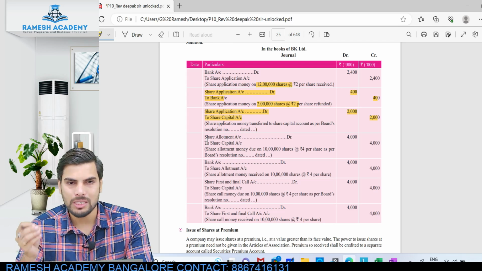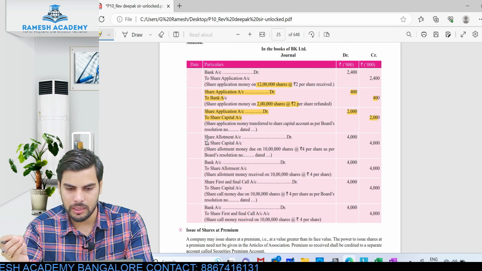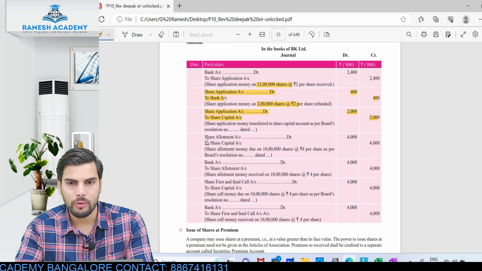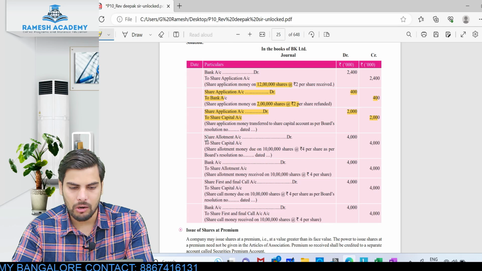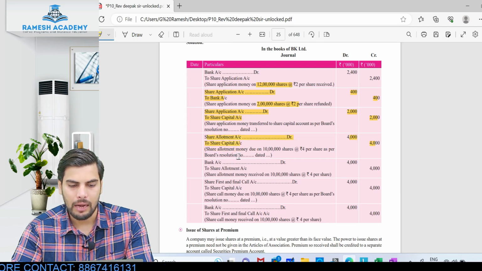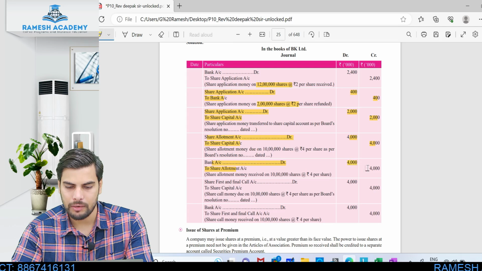And when it comes to the allotment stage, that is the second stage and onwards, all we need to do is pass the due entry first and then the receipt entry. What would be the due entry over here? The due entry will be share allotment account debit to share capital, 40 lakh and 40 lakh. And finally, when we actually receive this amount, bank account debit to share allotment, 40 lakh and 40 lakh.